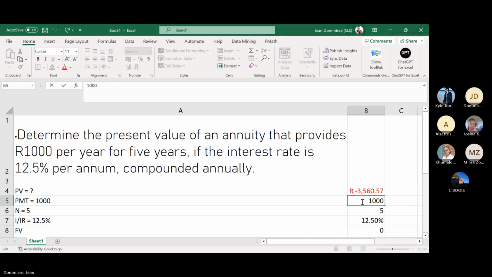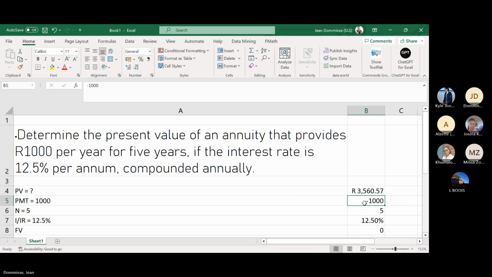Then it's the same as with your financial calculators, we need to make one of the things a negative so that the value that you work with will be positive. Else, if that is kept positive, just remember that your final answer we want to make a positive value. Okay, so what we've got is determine the present value of an annuity that provides R1,000 per year for 5 years if the interest rate is 12.5% per annum compounded annually.